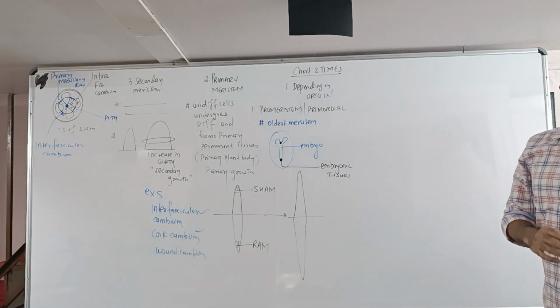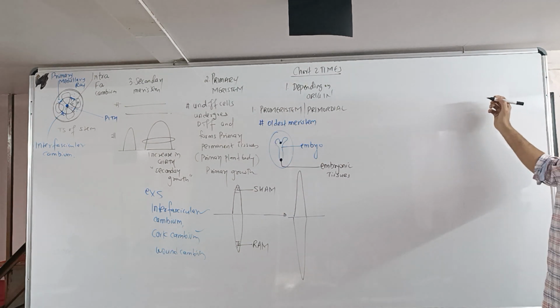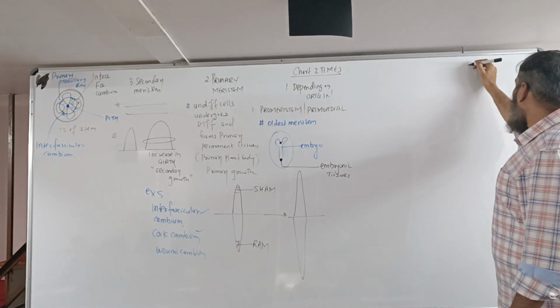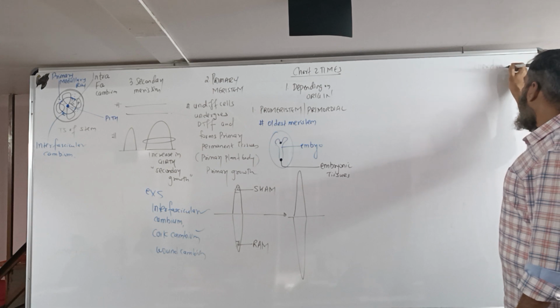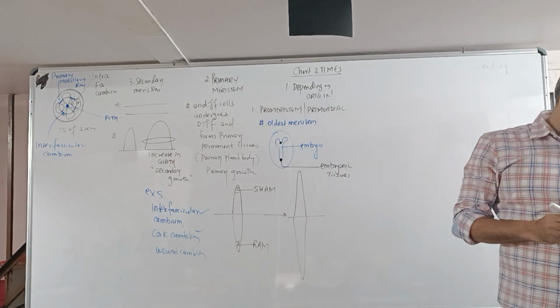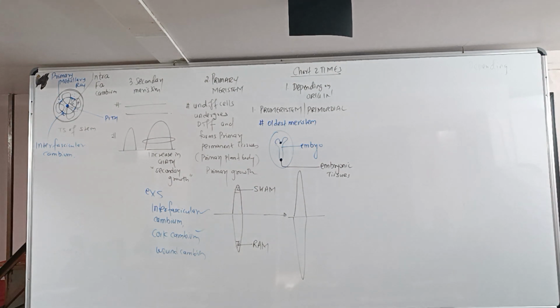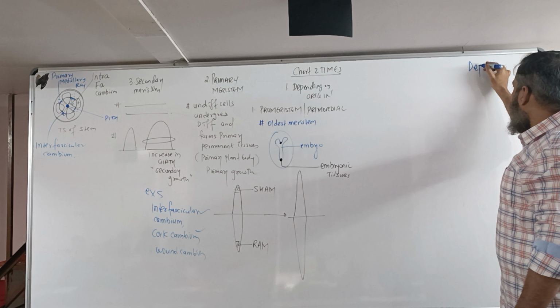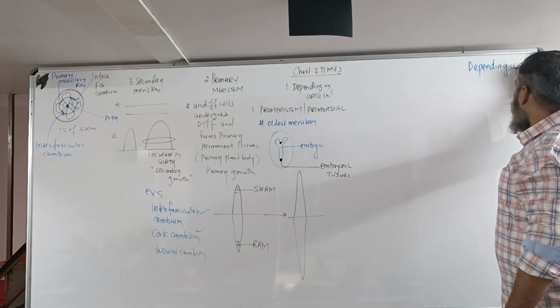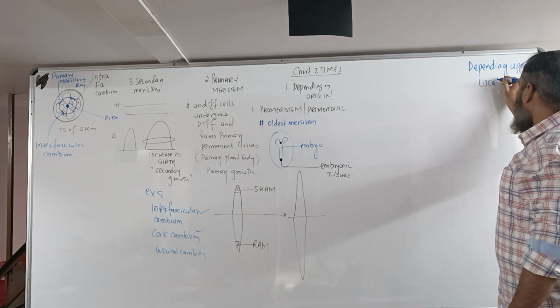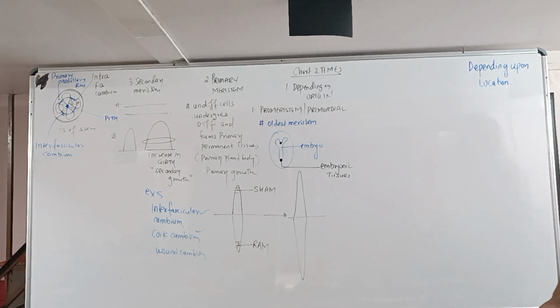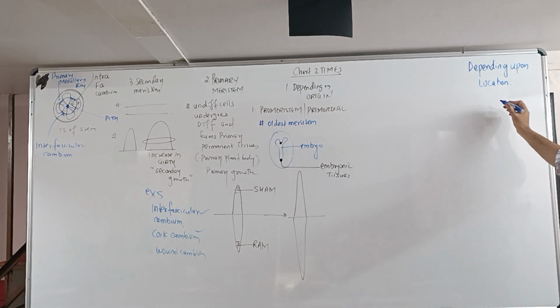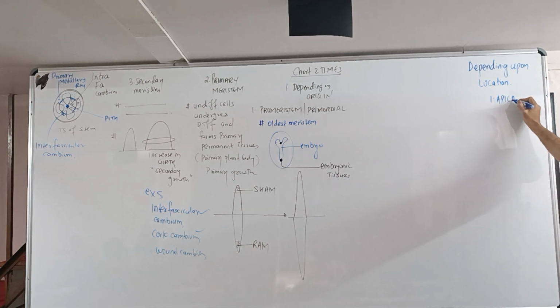So what is the next classification, guys? We are going to classify them depending upon location. Let us see what the types are depending upon the location. One is apical meristem. What did I say? Apical meristem.